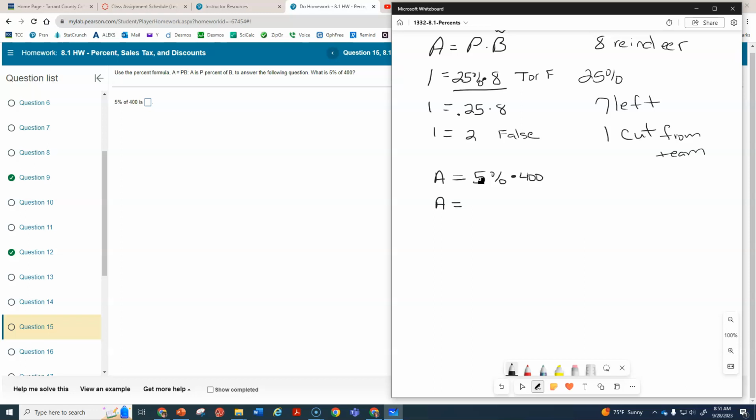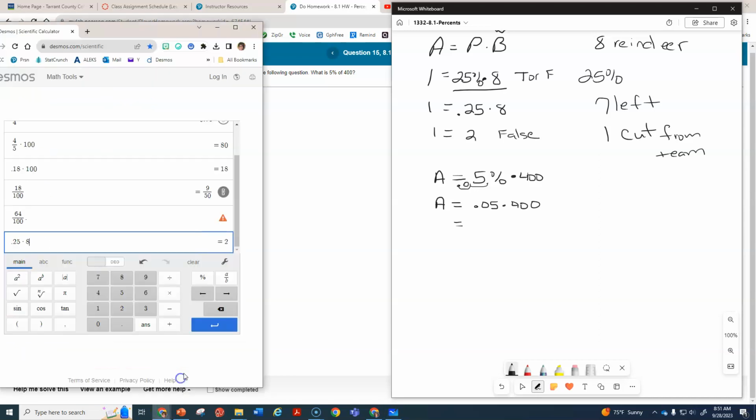And I'm going to move the decimal 2 places. Here's the decimal right here. Move it 1 place right there. Move it a 2nd place. Put it right there. We need a 0 for a placeholder. Times 400. So 0.05 times 400, and you get 20.